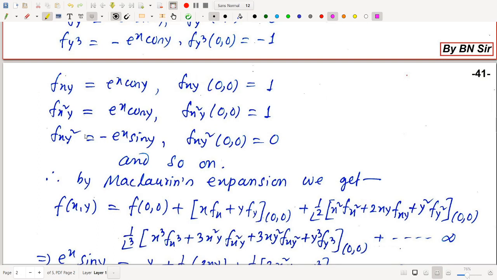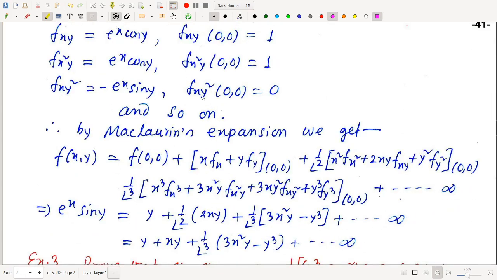Now f suffix x y square means f xy, this f xy you differentiate with respect to y again. Cos y derivative is minus sin y, so it is minus e to the power x sin y, and when x is 0, y is 0, sin 0 is 0, so 0, and so on. So all third order derivatives are calculated.